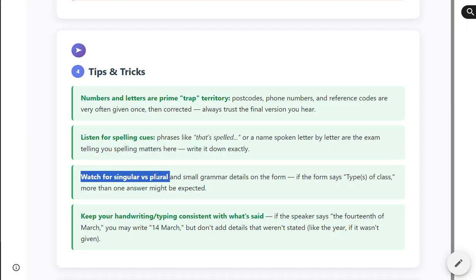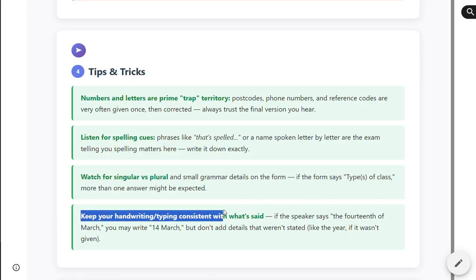Also watch for singular versus plural and small grammar details printed on the form itself. If it says, types of class, for instance, that bracketed S is a signal that more than one answer might be expected. And finally, keep what you write consistent with exactly what was said. If the speaker says, the 14th of March, you can write, the 14th of March. But don't add details that weren't actually stated, like a year that was never mentioned.